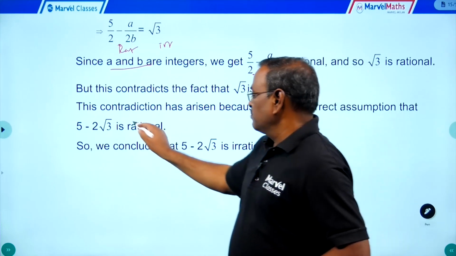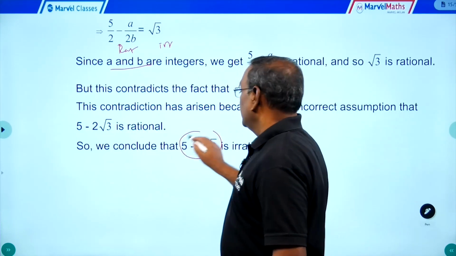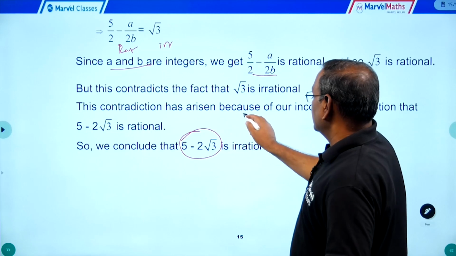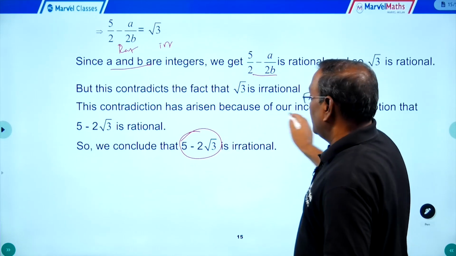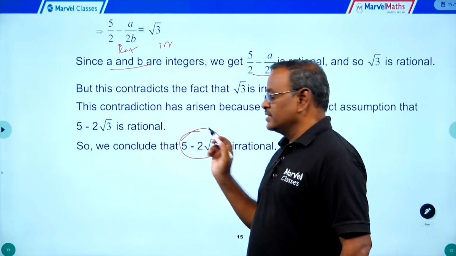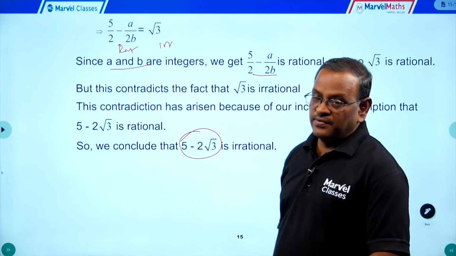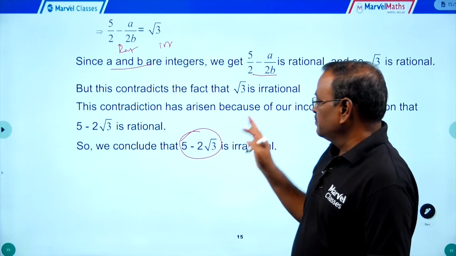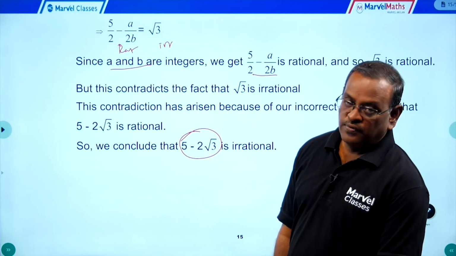Therefore, this number is irrational. This contradicts our assumption, so 5 plus 2 root 3 is irrational. This proof is very, very important, and follow the standard structure of proof for each sum.